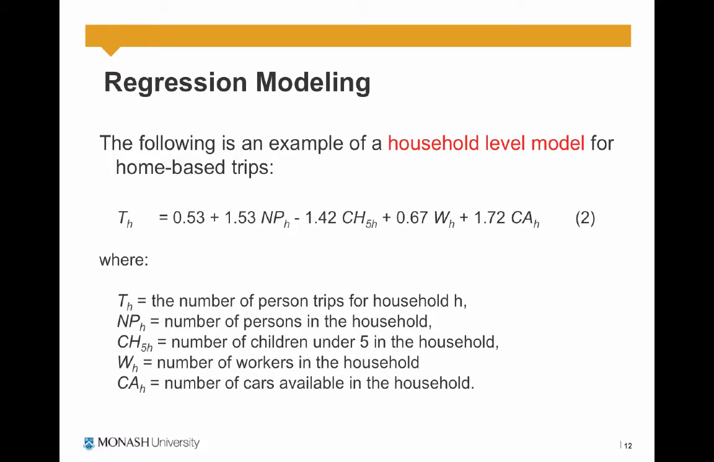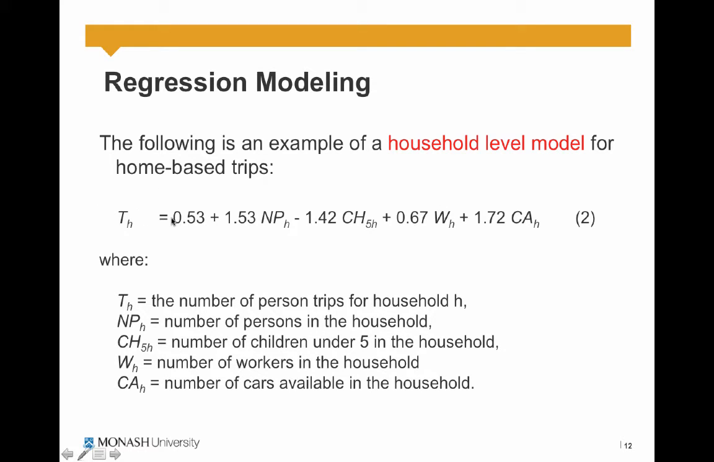So what we do in the regression modeling method, we estimate the coefficients behind these parameters that we consider. We usually do that using data from household travel surveys. So for a zone that has a certain number of people in a household, as an average rate, for example, the average number of children in a household, number of workers, and number of cars in the household, you can estimate the number of trips.